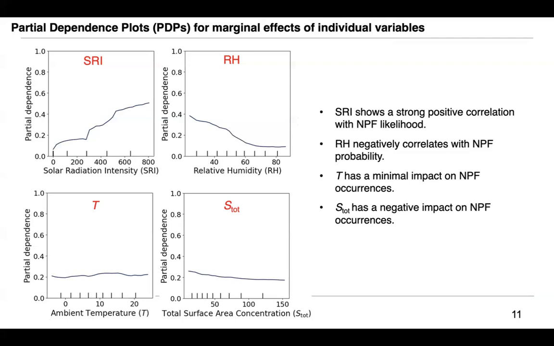And the temperature has a minimal impact, and the total surface area has a negative impact on new particle formation occurrence. With the total surface area increase, we can find there's a larger condensation sink, leading to fewer new particle formation events.